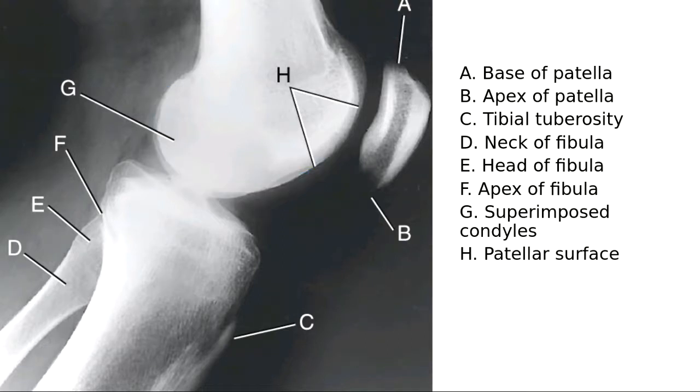Okay, so A is the base of the patella because we said that's at the top. B is the apex of the patella. C, you've got the tibial tuberosity. Now that comes into play because we said that sometimes what can happen is that actually gets pulled away from the tibia, and that is the condition of Osgood-Schlatter disease.